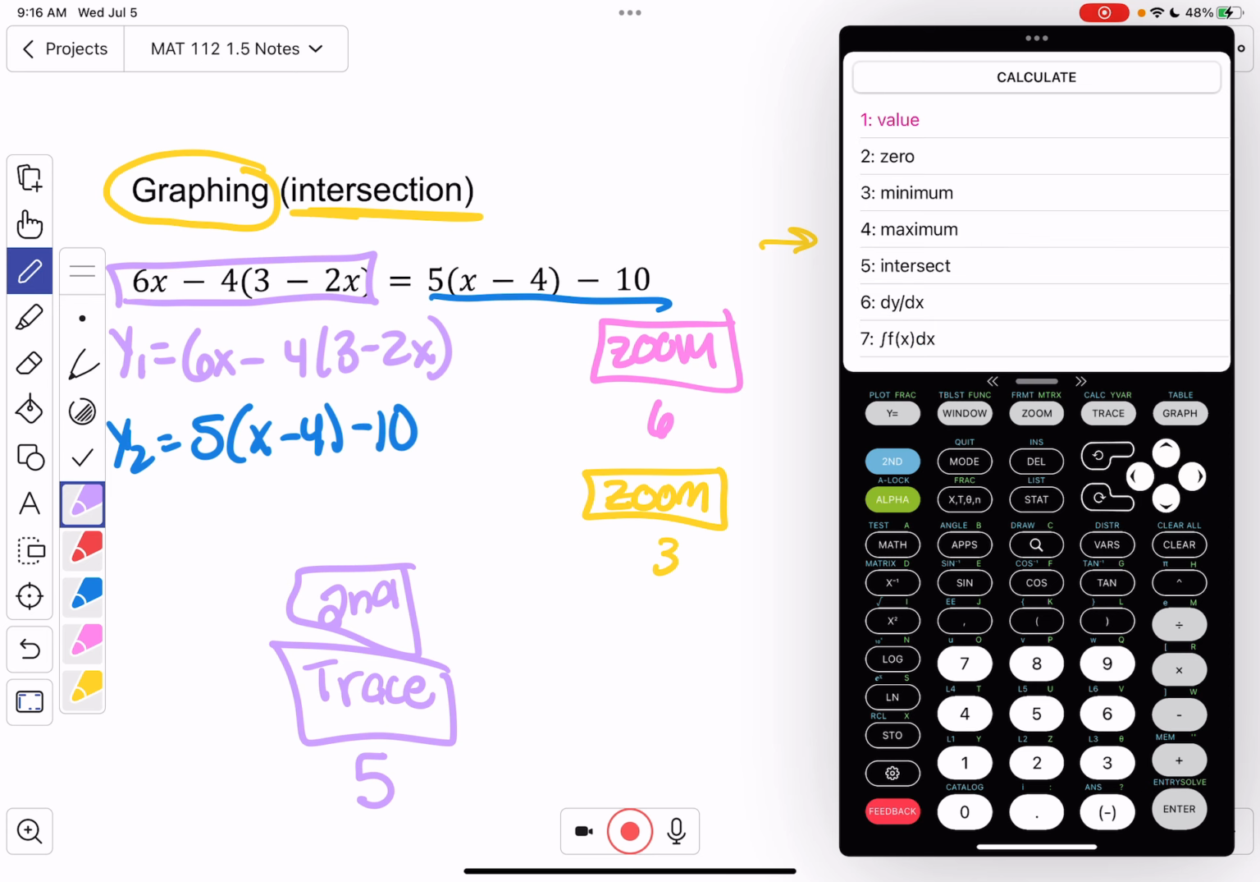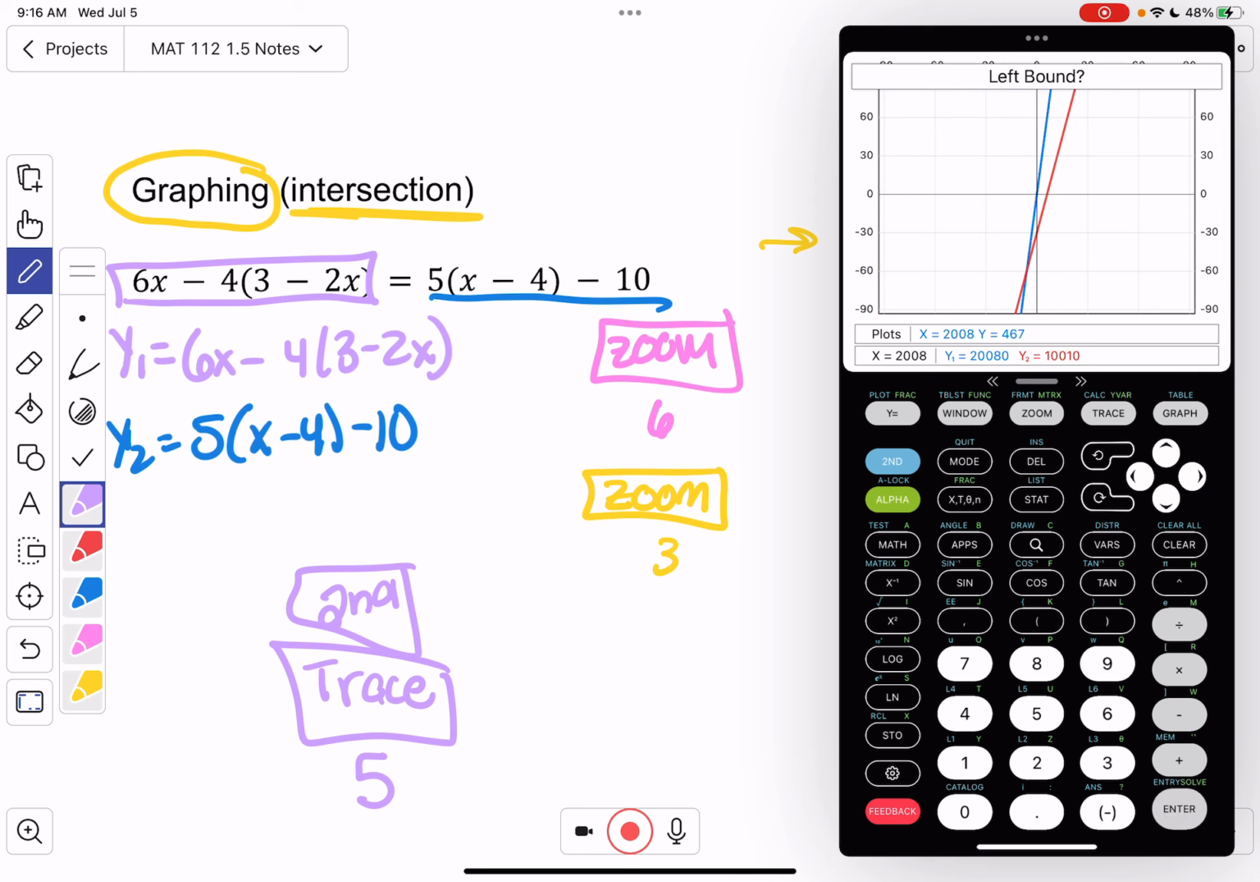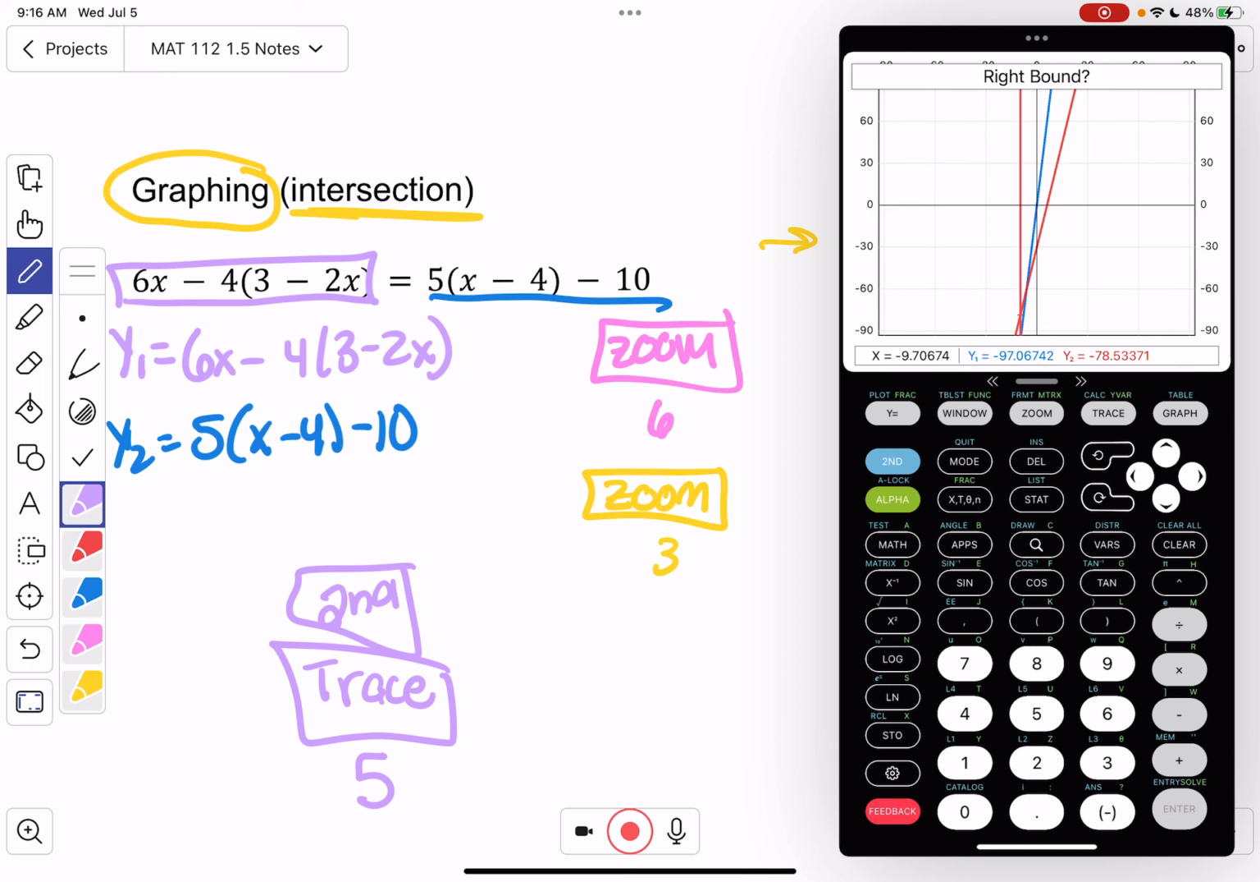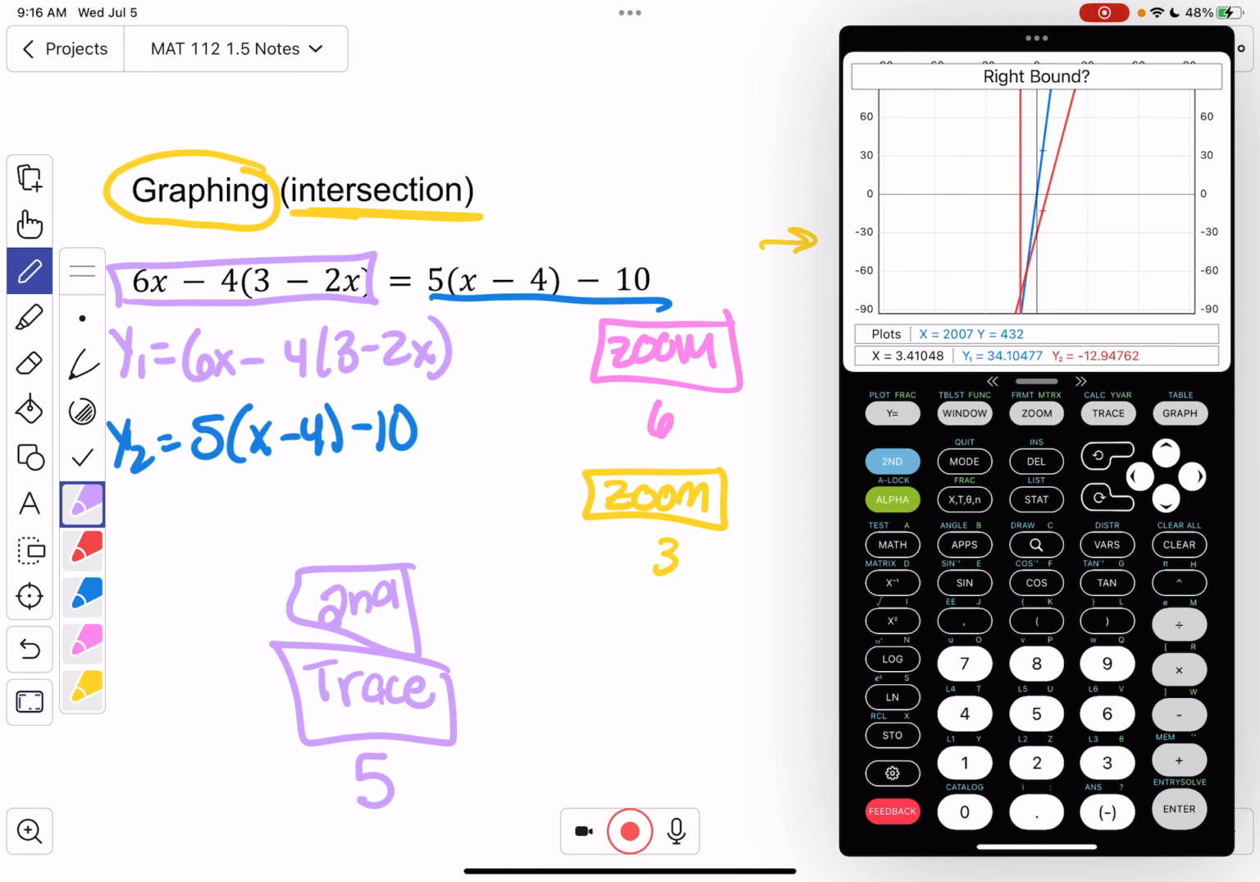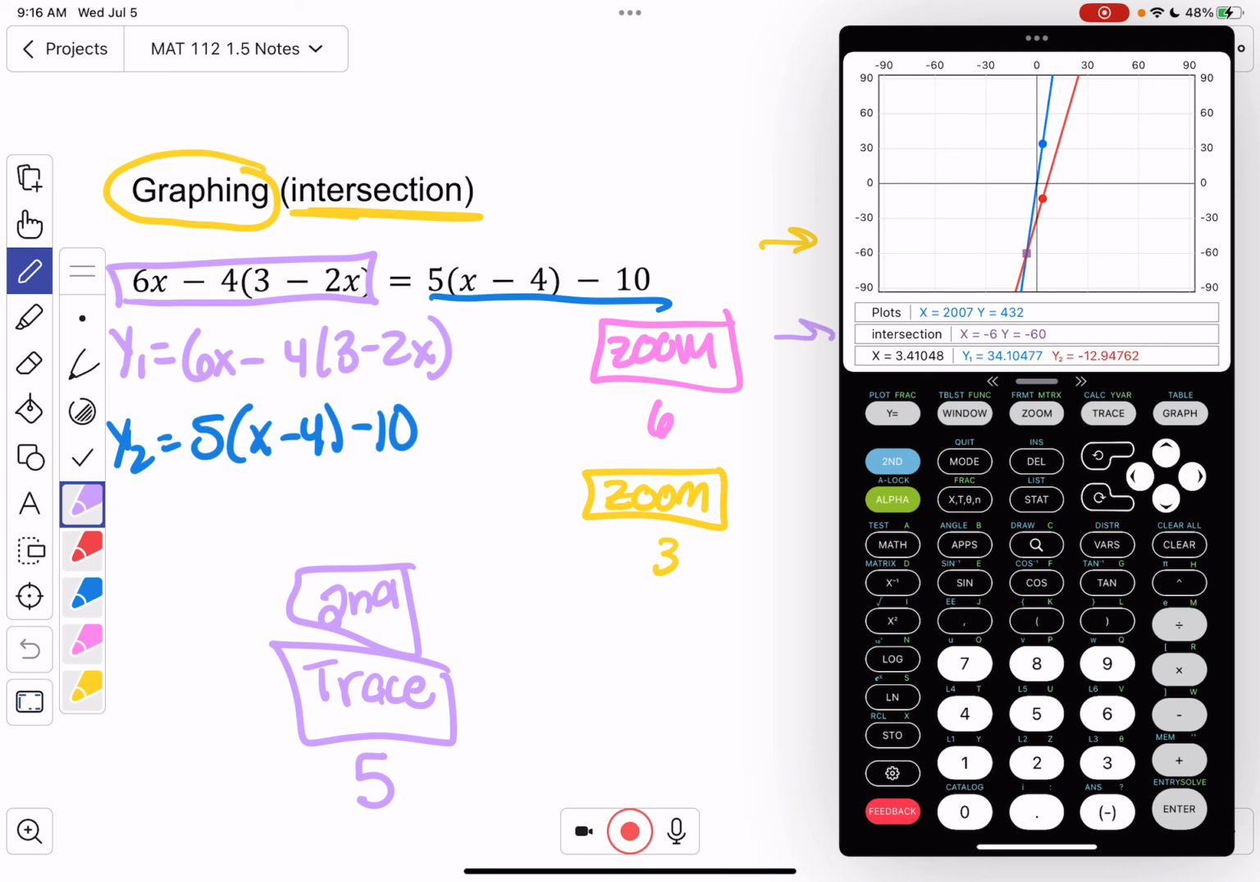This one's a little bit different. So if you're using this one, it says left bound. So we're going to move this little spider looking thing to the left of the intersection and then move it to the right of the intersection, and it'll tell us the intersection point of -6, -60.